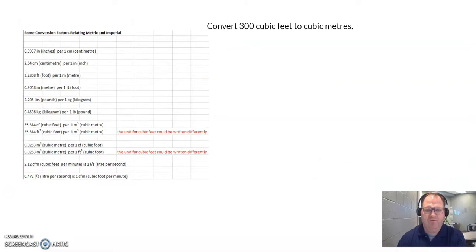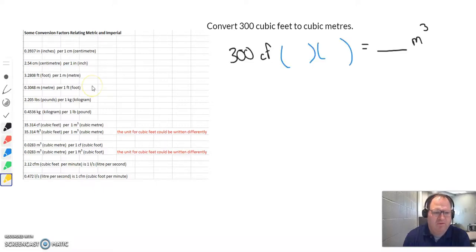Convert 300 cubic feet to cubic meters. As noted before, regardless of the conversion, the setup remains the same. So 300 conversion factor, or factors, as the case may be, to cubic meters. If we look over on our conversion chart, as it happens, we are lucky we have a direct correlation between cubic feet and cubic meters. That means that we do not need the second conversion factor.